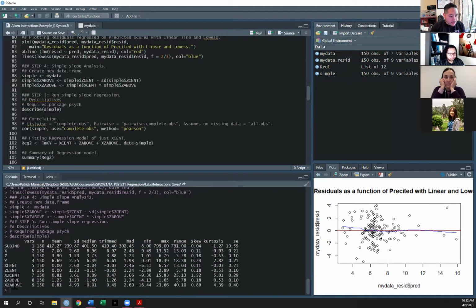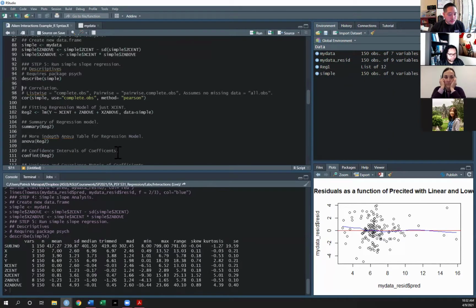And so now I have the descriptives for z above and xz above. Here's the correlation matrix if you need it, but I'm not gonna run that. And then we'll just go ahead and fit this regression equation, which will trick R into giving us the simple regression equation for one standard deviation above the mean of z.